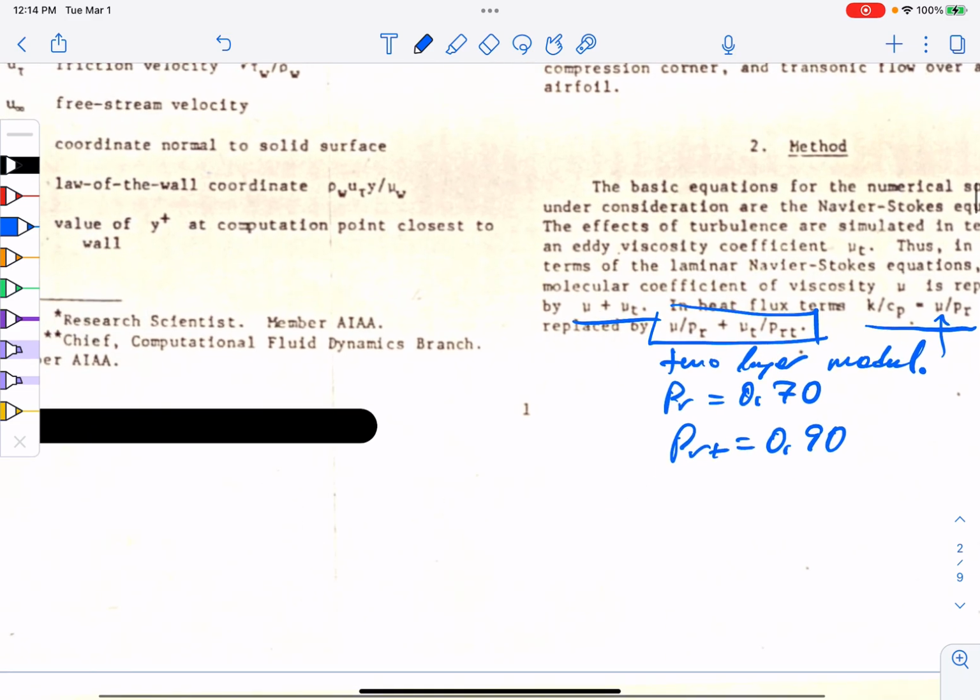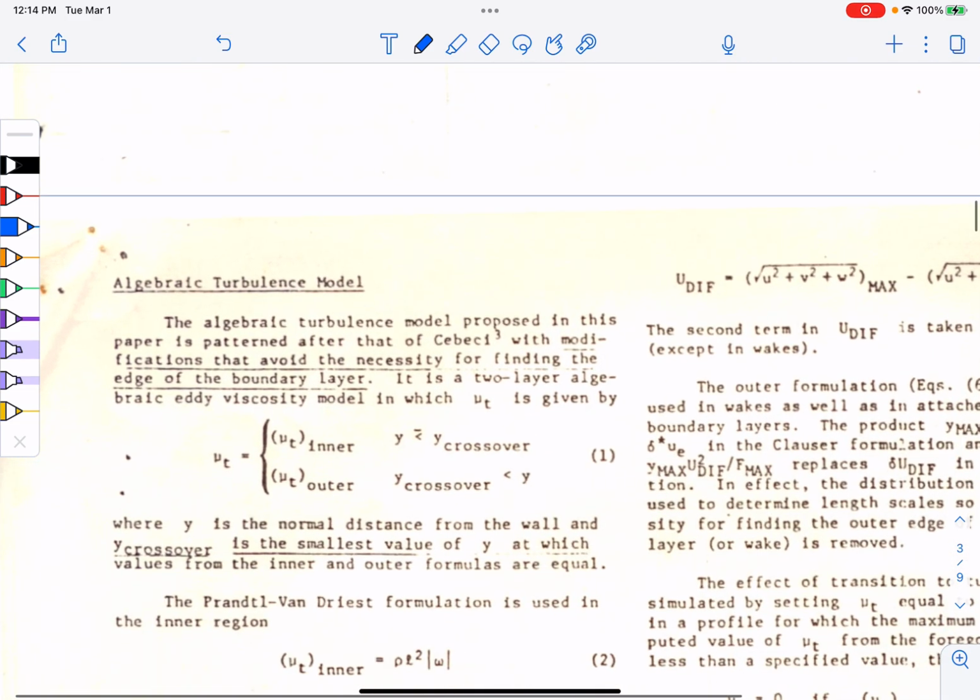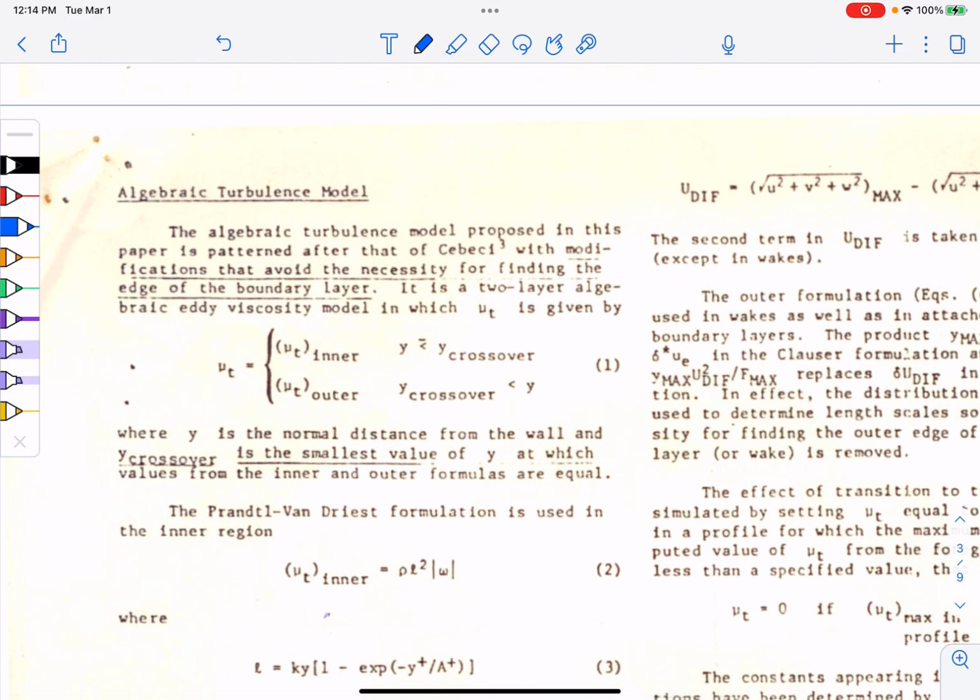So let's go in and start looking at the equations. Here's your inner model, which I summarized on my summary slides. Eddy viscosity. And they call their crossover coordinate M. This is really the M which I drew in the beginning of the class, and this varies from 0 to infinity. And M occurs where there's that crossover.